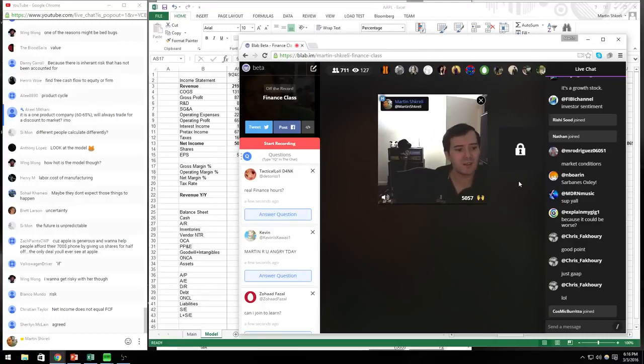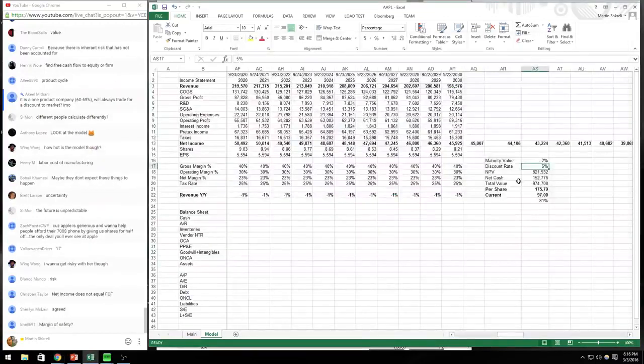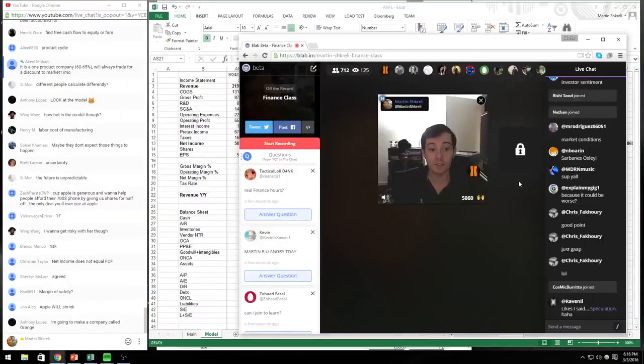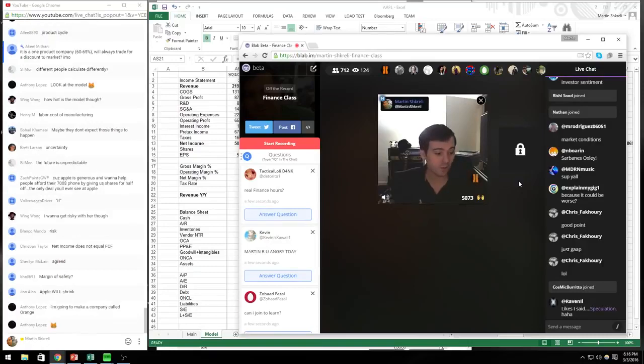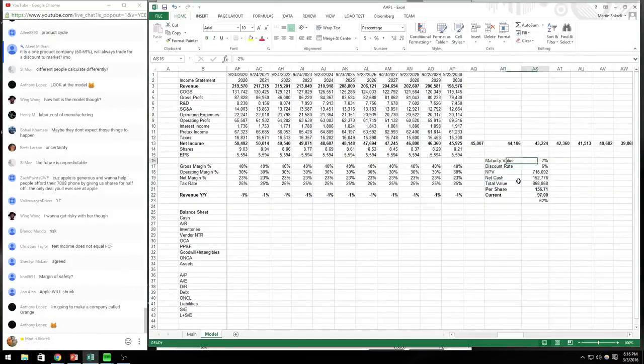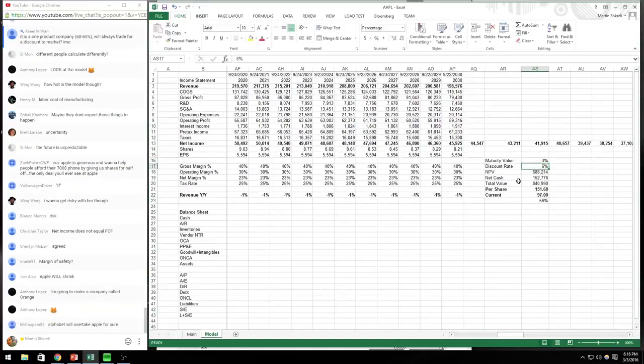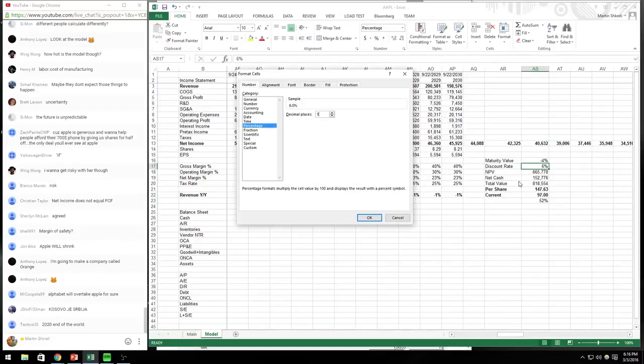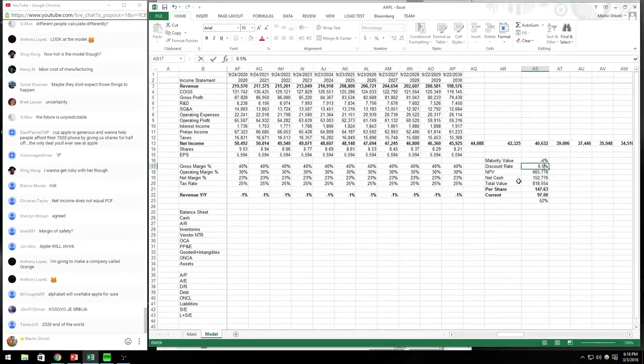Well, that seems a little generous, so maybe we bump that discount rate to 6%. All right, now it's not as attractive. The per share value is 157 instead of 175. Well, what if we decrease that maturity value to negative 3%? All right, that chops it down a little bit more. How about negative 4%? How about instead of a discount rate of 6, we say 6.5?